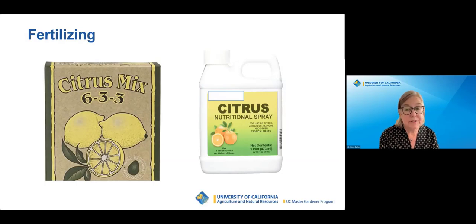Foliar means leaves, so a foliar spray is sprayed on the leaves. Some sprays, though, may affect the appearance of your fruit, and so you may choose instead to apply the nutritional minerals to the root zone via a drench.